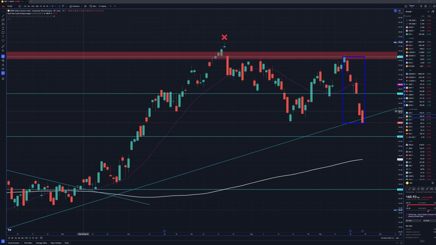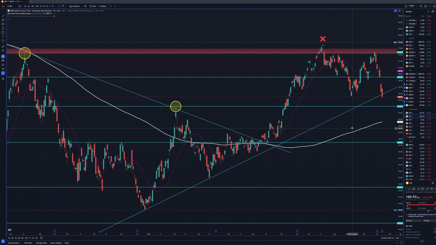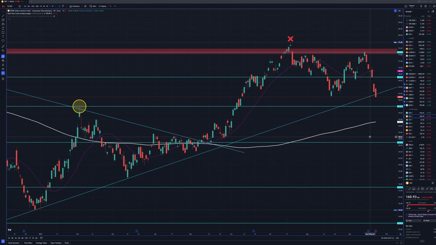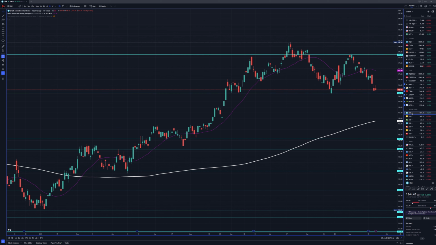So we are right now at a long support, but I don't think this is going to stop here. We have this zone of previous support. We might test 158, and then we have this huge potential. So be really careful with the stocks related to consumer discretionary, because this is not a strong sector right now. The same with technology.